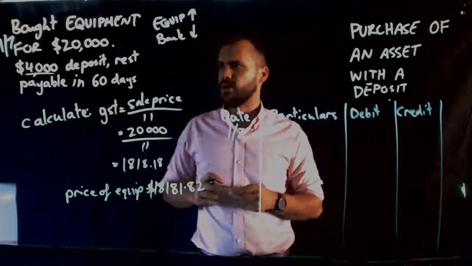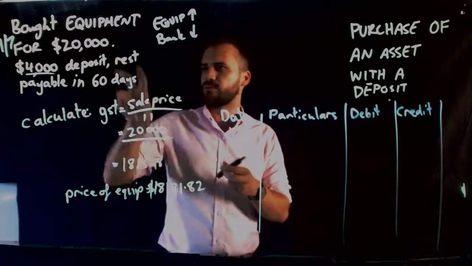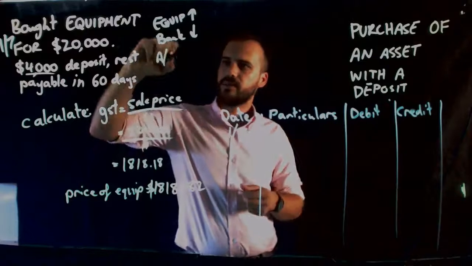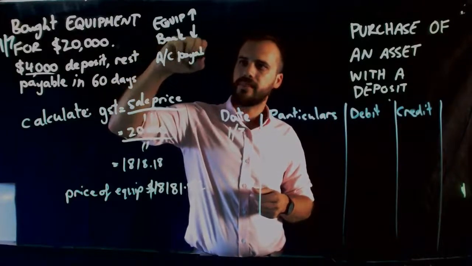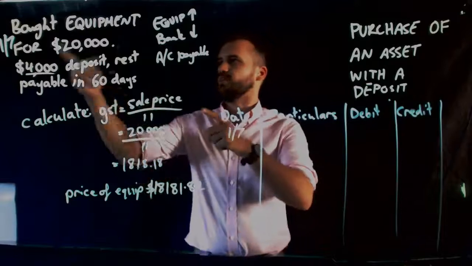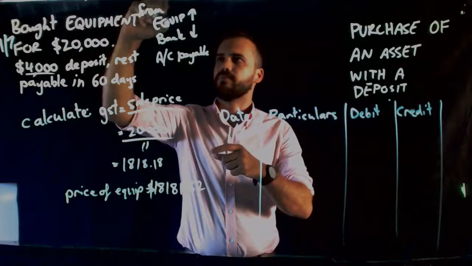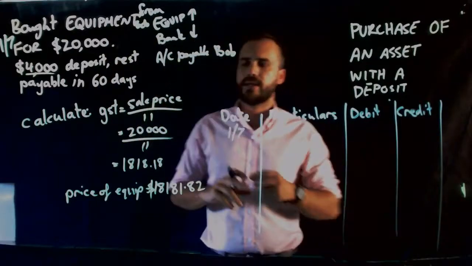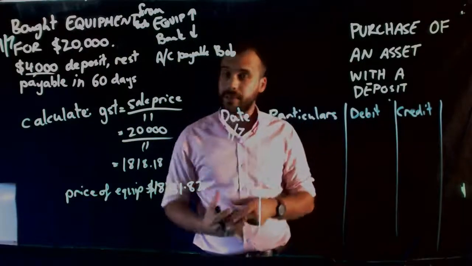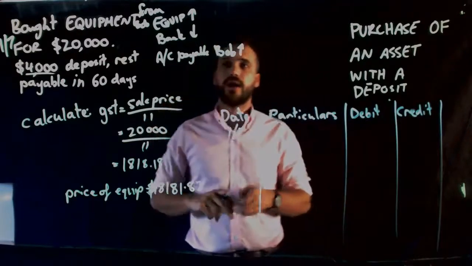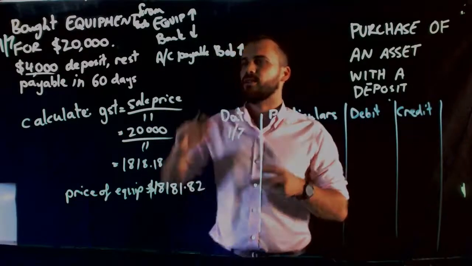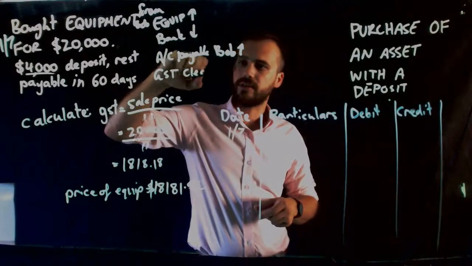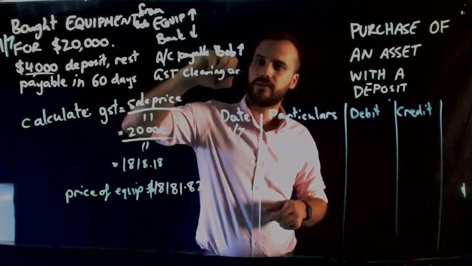So there's two accounts. What other accounts? The rest is payable in 60 days. So an accounts payable account has changed. We need a name: bought equipment from Bob. So accounts payable, Bob. Now accounts payable is a liability, and this liability has gone up. And finally, there is a fourth account here, the GST clearing account.